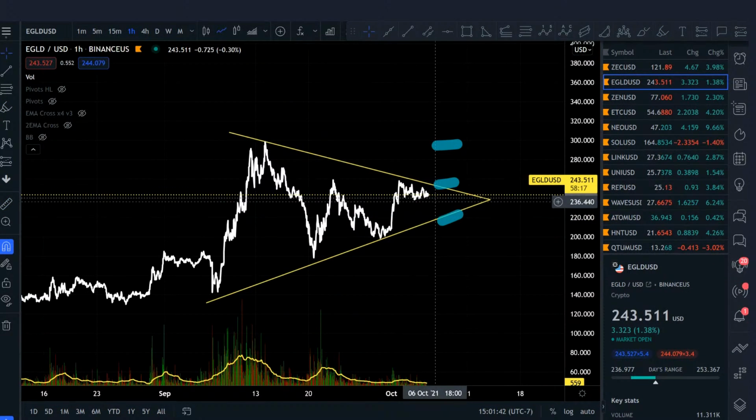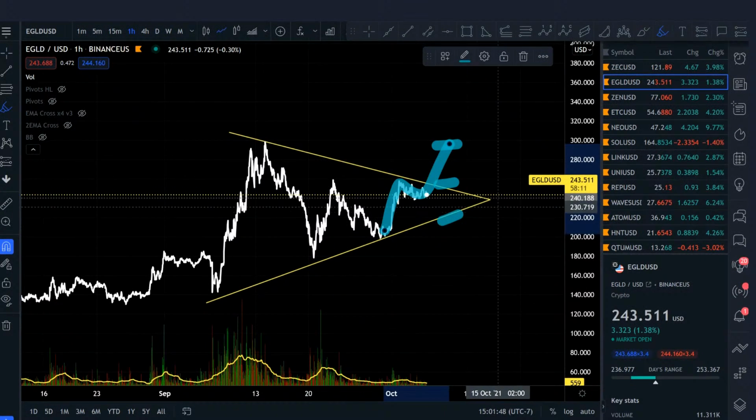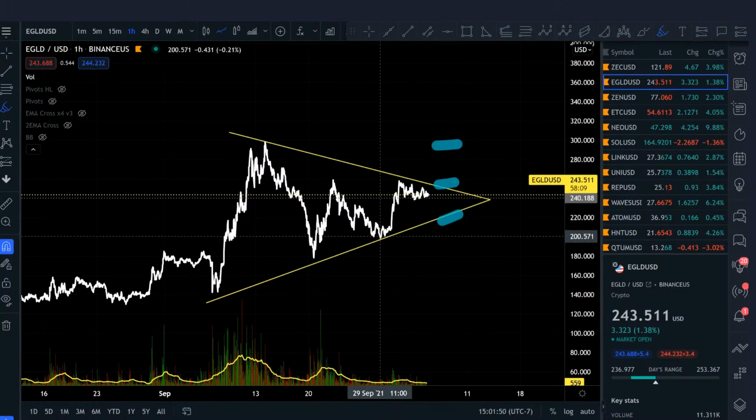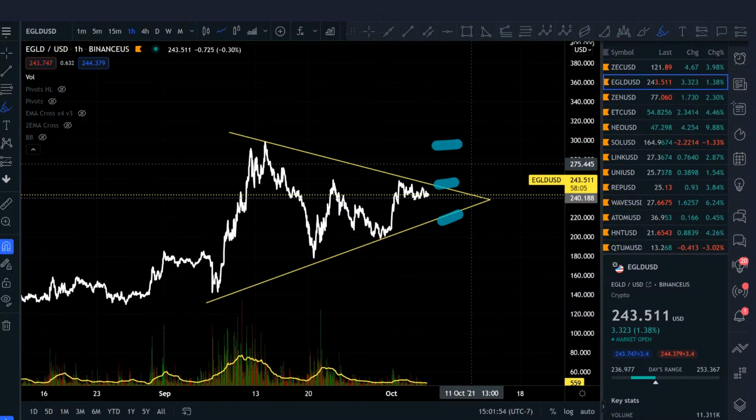Another move is going to happen on EGLD, but it's consolidating here. So it could stop here and go up. We just saw that happen on Bitcoin, literally on a 15-minute chart a couple of days ago. So I'll watch EGLD.